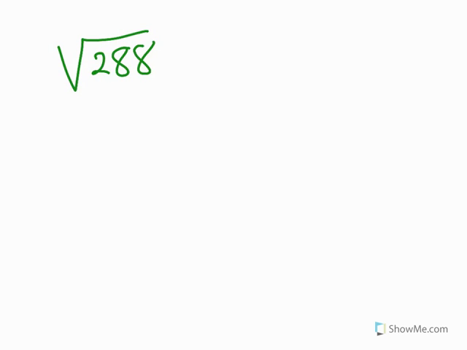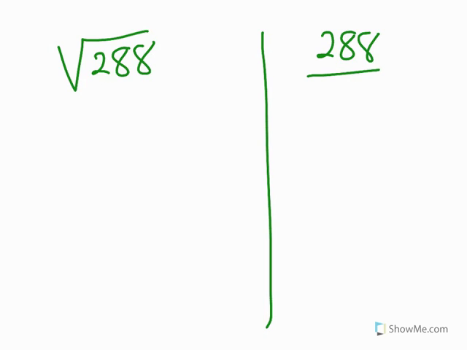Right? We do it the same way. We find the factors of 288. And we have 1 and 288. We forget about that one. Then we have 2 and 144.